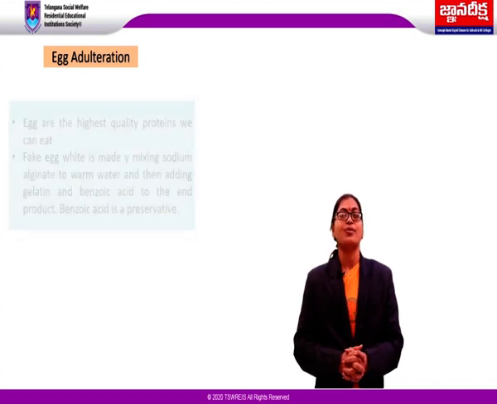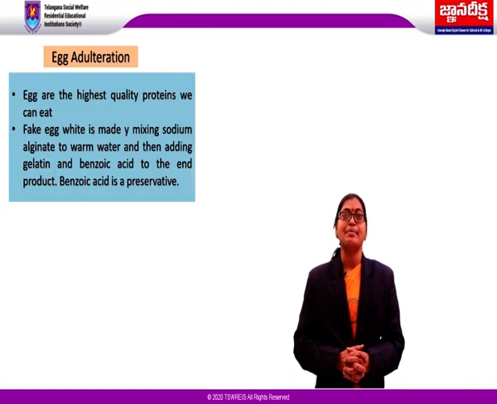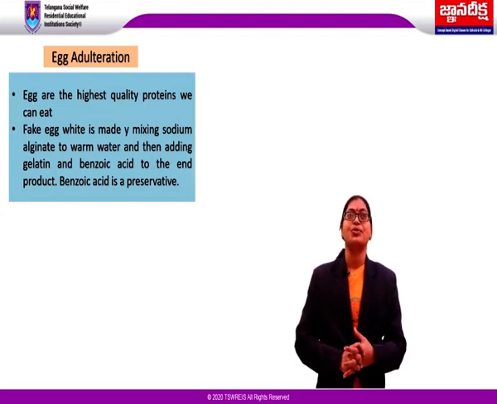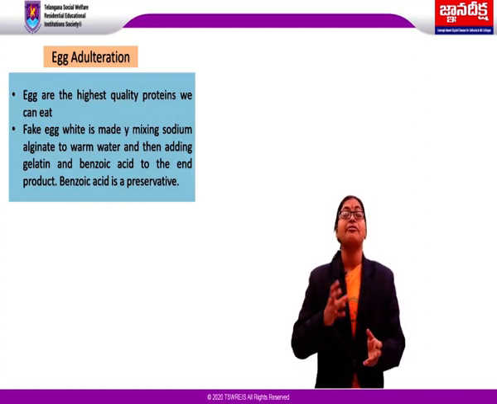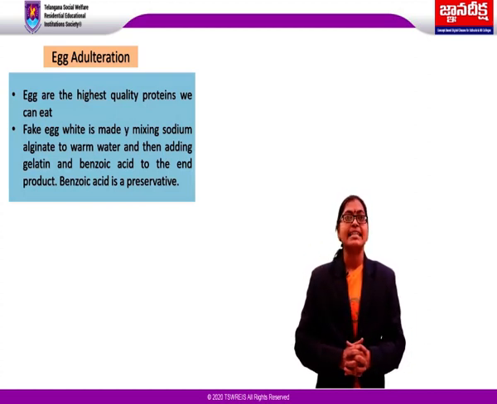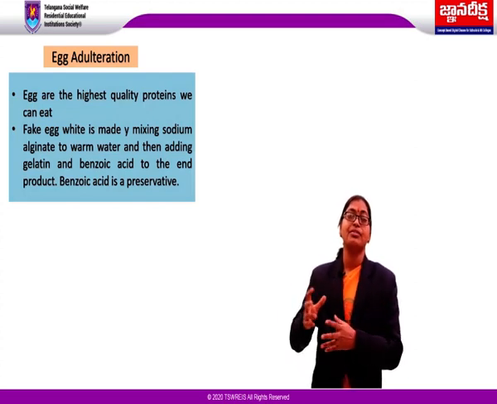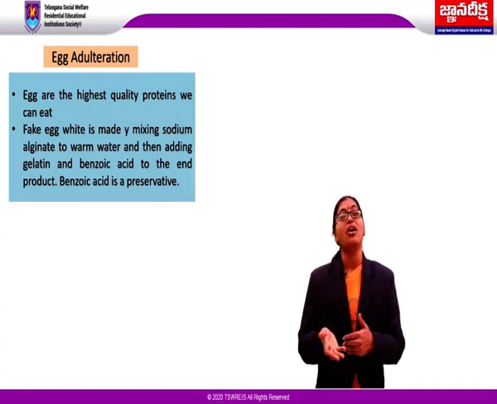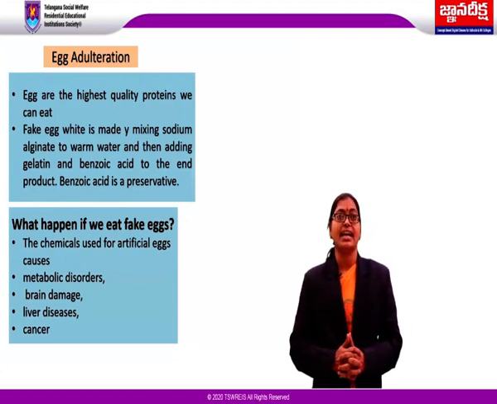Eggs are the highest quality proteins which we can eat. Fake egg white is made by mixing sodium alginate into warm water and then adding gelatin and benzoic acid. All these three together form the end product of a fake egg. Benzoic acid is a preservative which will give long preservation to the fake eggs. Now children, if we eat fake eggs, what is going to happen to our health? Now we're going to see that. What happens if we eat fake eggs?